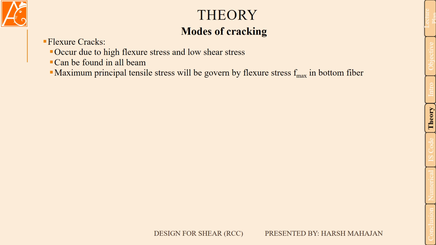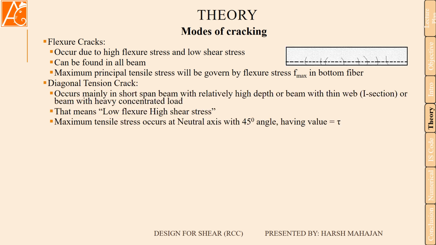This can be found in all beams because until and unless your reinforced concrete cracks, the stress will not be redistributed to your reinforcement. Here the maximum principal tensile stress will be governed by F max, the flexural stress at the bottom fiber. So these kinds of cracks will be generated. Now diagonal tension crack.